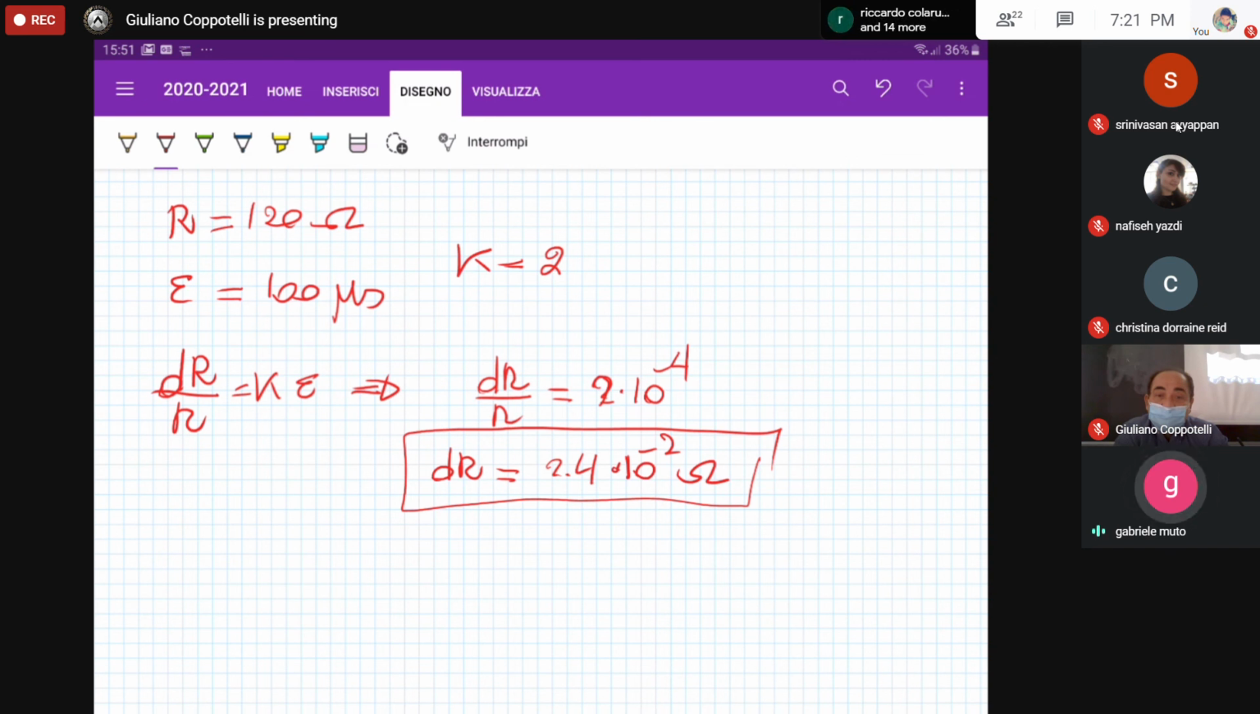Correct. Yes. And such measuring devices are called bridge measuring devices. We will see how we can use them.